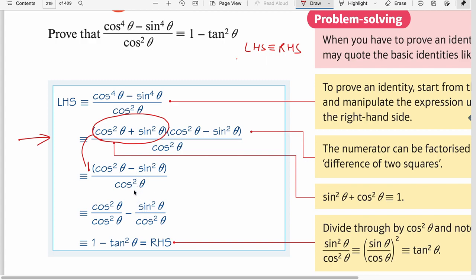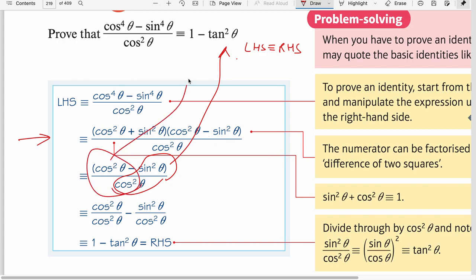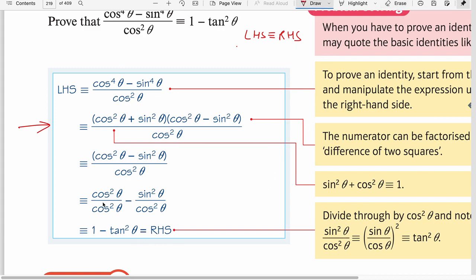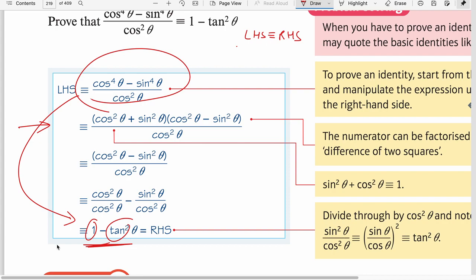Now left with numerator and denominator, what should we do? One choice is to split them, cos square over cos square minus sine square over cos square. Why so? Because if you've memorized it, the two identities, you would know that sine over cos should give you tan. So cos by cos should give you 1. That is one benefit. If you've memorized it, you can foresee what your next step would be. So when you split them, cos by cos is 1 and sine by cos is tan, and prove that left hand side is equal to right hand side.